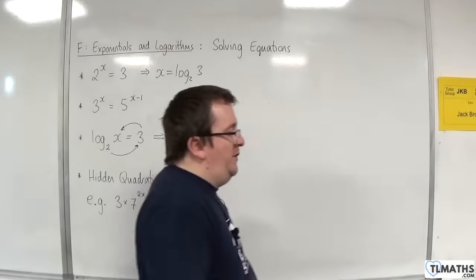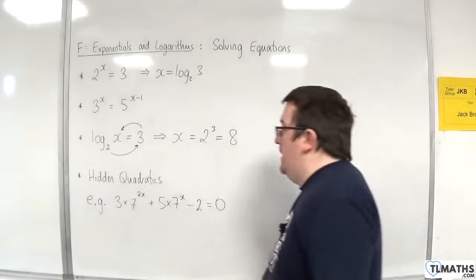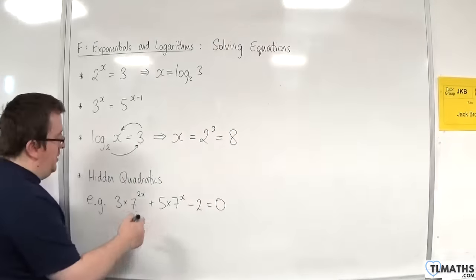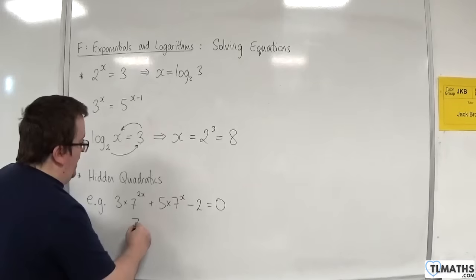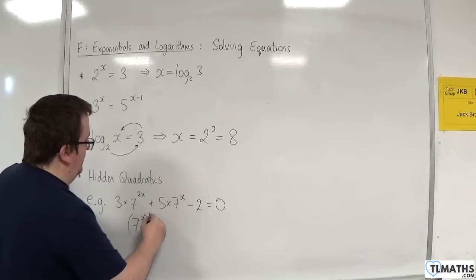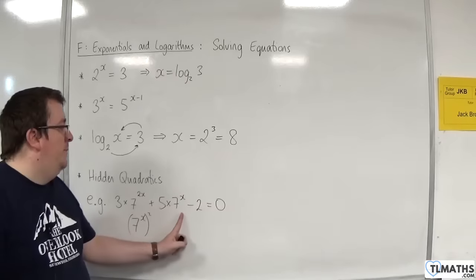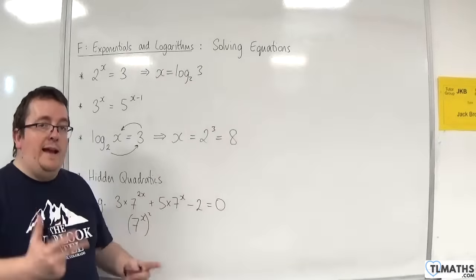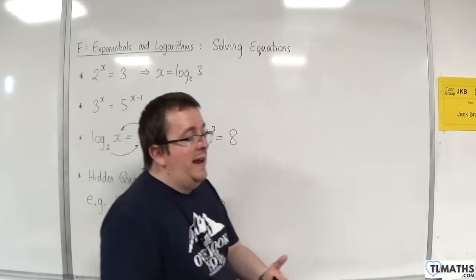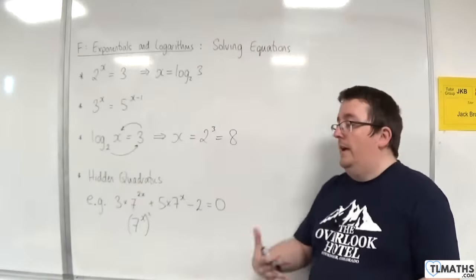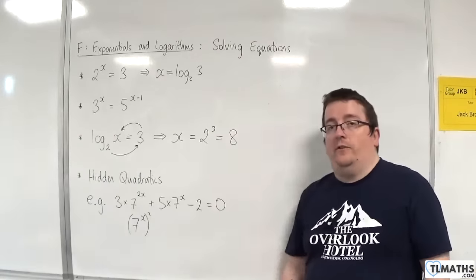And then, of course, you've got hidden quadratics. You should always be on the lookout for these. The giveaway is because you've got this 7 to the 2x, and you've got a 7 to the x there. So 7 to the 2x is the same as 7 to the x squared. So think about 3 times something squared plus 5 times something, take away 2 is 0. Can you factorise that quadratic, or do you need to use your calculator to help you factorise and then solve it? Okay, so keep an eye out for hidden quadratics as well.